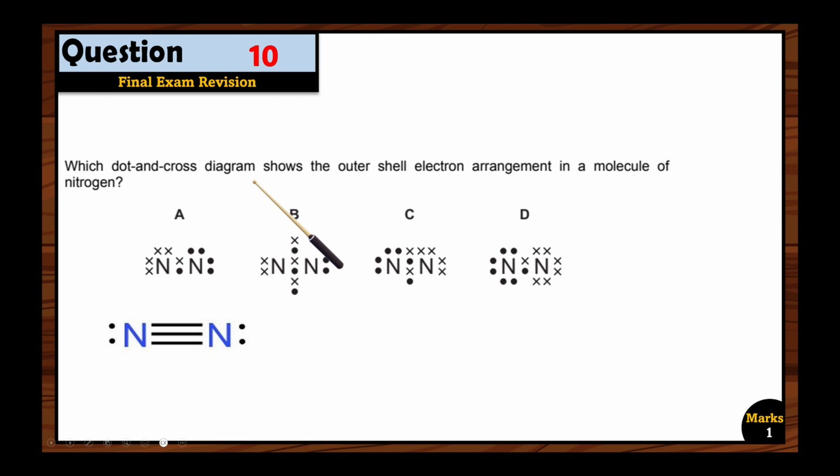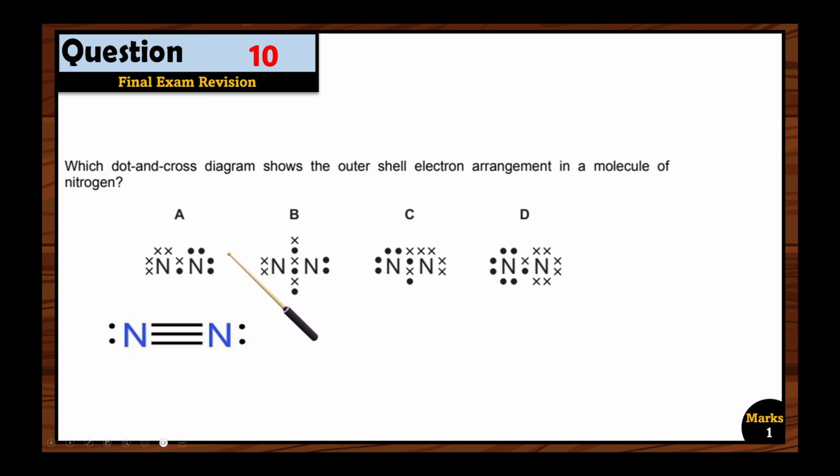Let's see which dot and cross diagram shows the outer shell electron arrangement in a molecule of nitrogen. I already show you a picture over here. You see nitrogen belongs to group number 5, right? So 5 means it needs 3 electrons. So its valency is 3. It needs 3 electrons to complete its outermost shell. So 3 electrons means what? It means it will share 3 electrons. So each nitrogen will share 3 electrons, right?